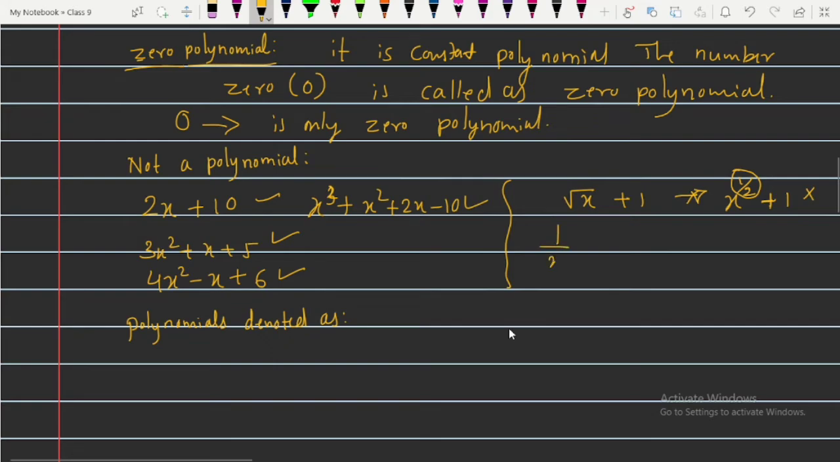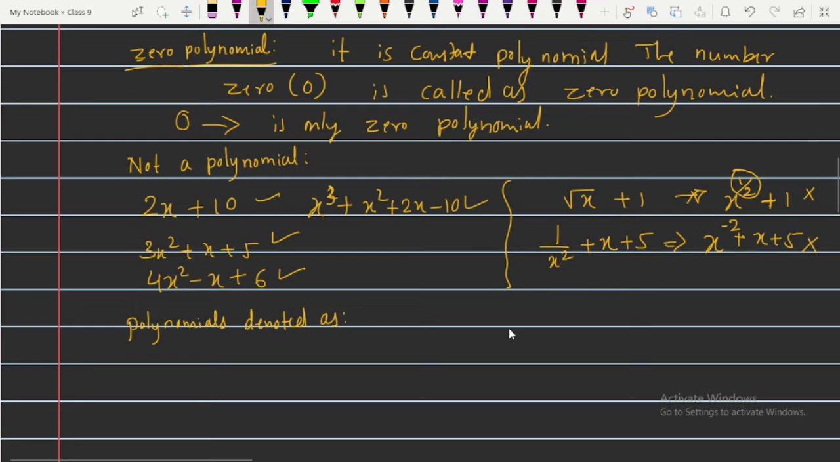Again, 1 upon x square plus x plus 5 is also not a polynomial, because when you write 1 upon x square in the numerator, it becomes x raised to minus 2 plus x plus 5. That is why it is also not a polynomial.